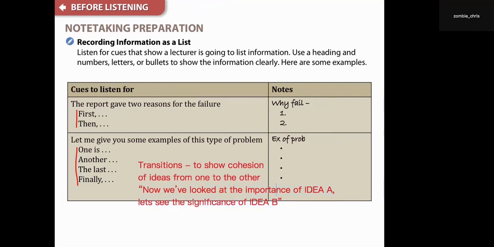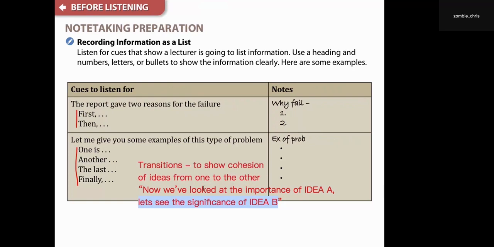So we have two parts to this. The first is, now that we've looked at the importance of idea A, this is a review. Let's see the significance of idea B. This is the preview. So we introduce ideas using longer sentences called transitions. And transitions do exactly that. They transition from one idea to the next.